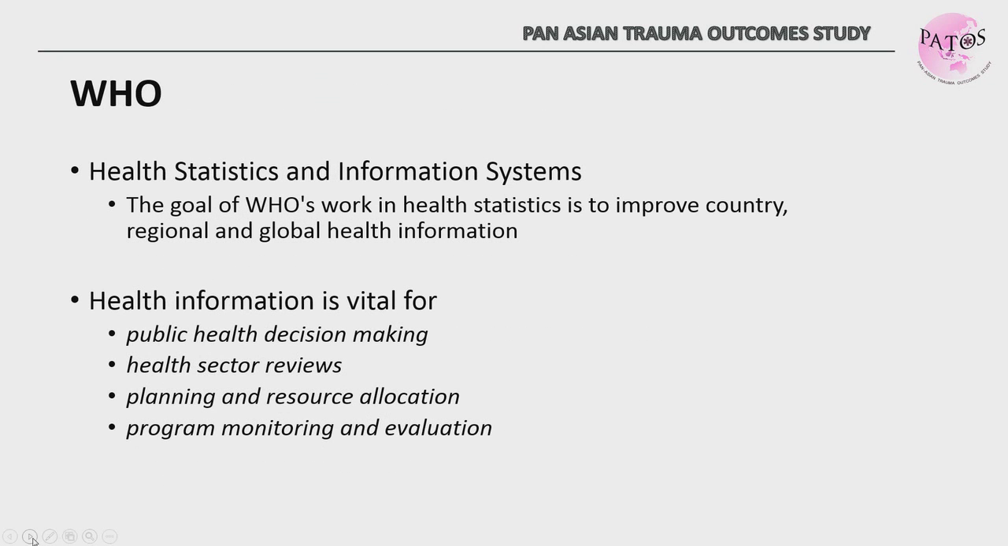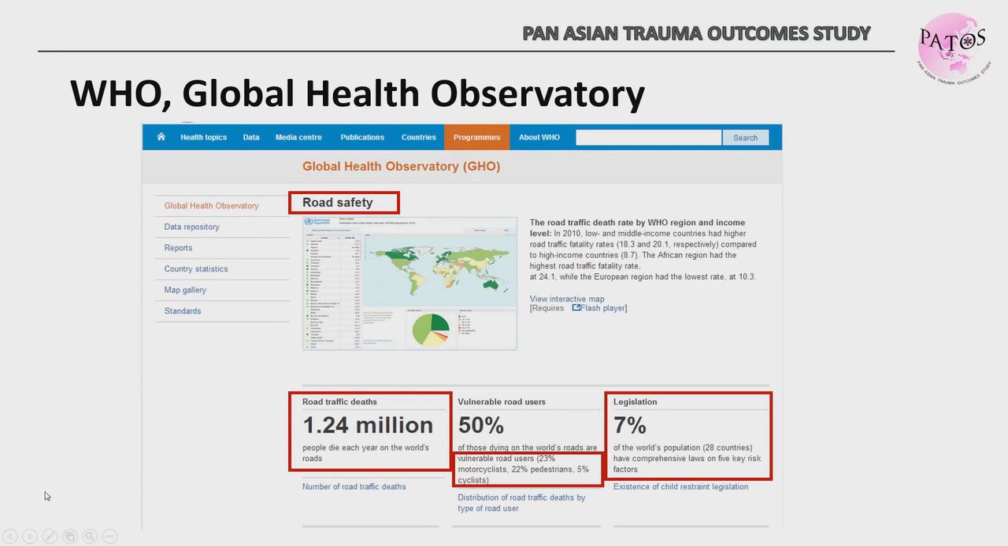WHO operates health statistics and information systems, which aim to provide information on global health. This kind of information is important for identifying public health needs, making decisions, planning resource allocation, and developing and implementing prevention programs. This is why WHO highlights the importance of health statistics and surveillance systems. On the WHO website, there are global statistics about many types of diseases and illnesses.